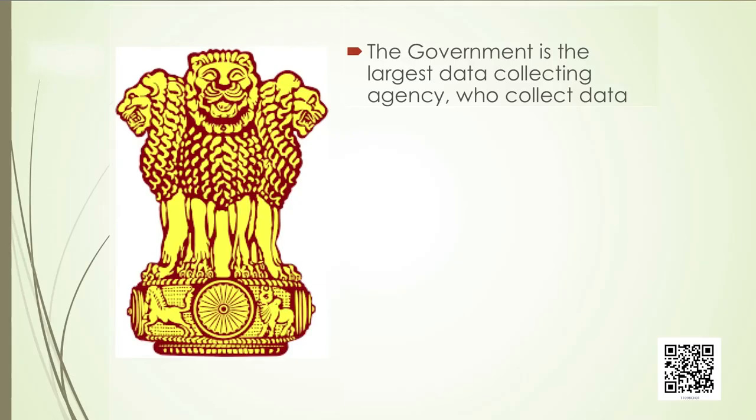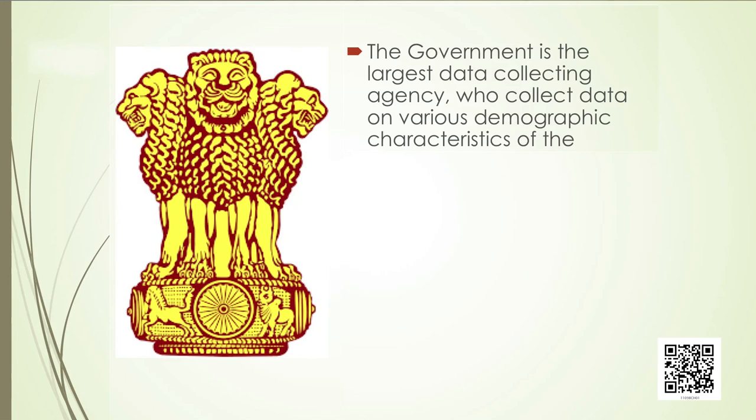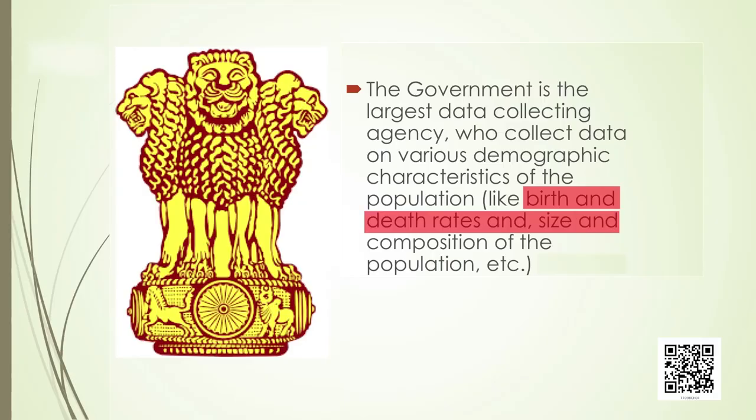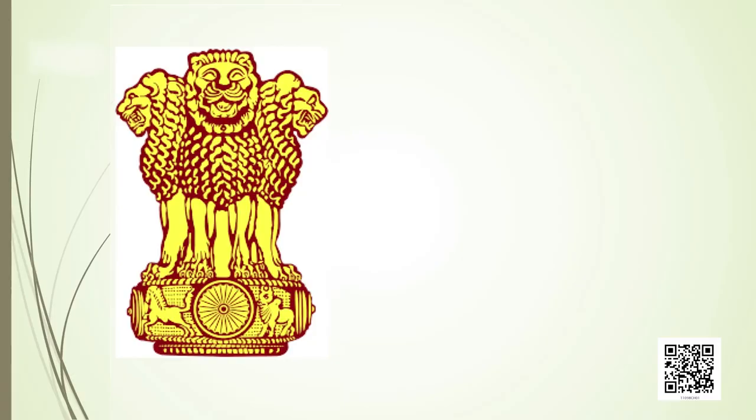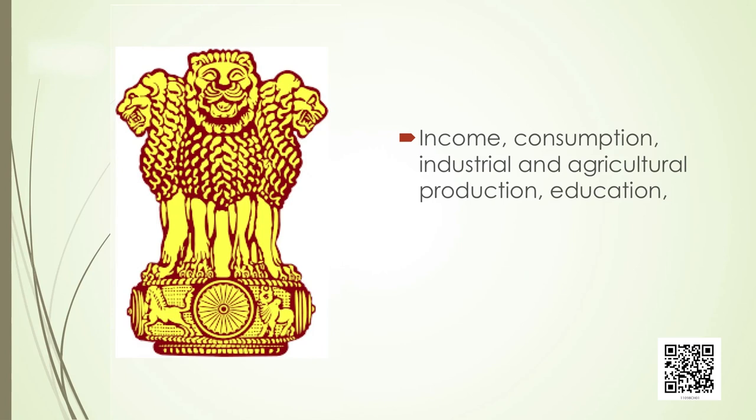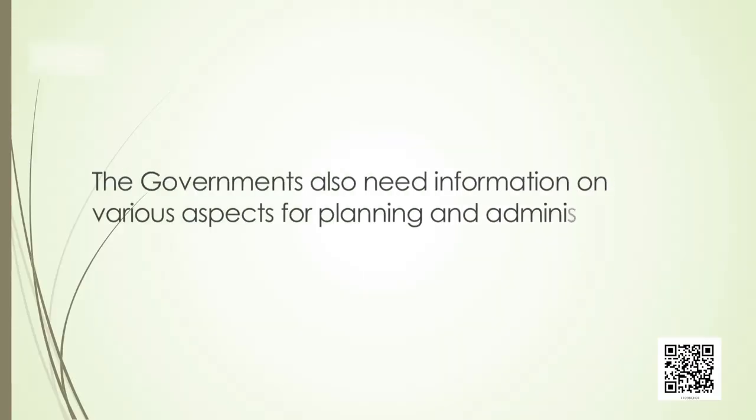Now, the question is, from where to obtain the data? The government is the largest data collecting agency, which collects data on various demographic characteristics of the population through census, like birth and death rates, size and composition of the population, etc. In addition, it collects data on income, consumption, industrial and agricultural production, education, employment, health, etc. It is said that the government is the biggest consumer as well as the producer of statistical data. It is because governments also need information on various aspects for planning and administration.